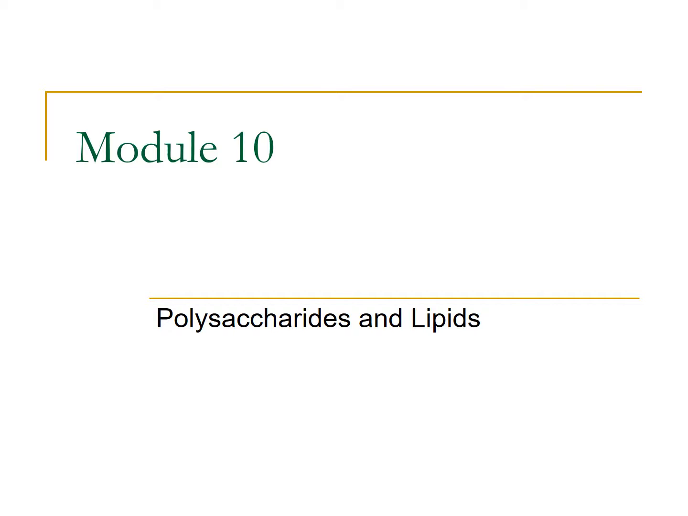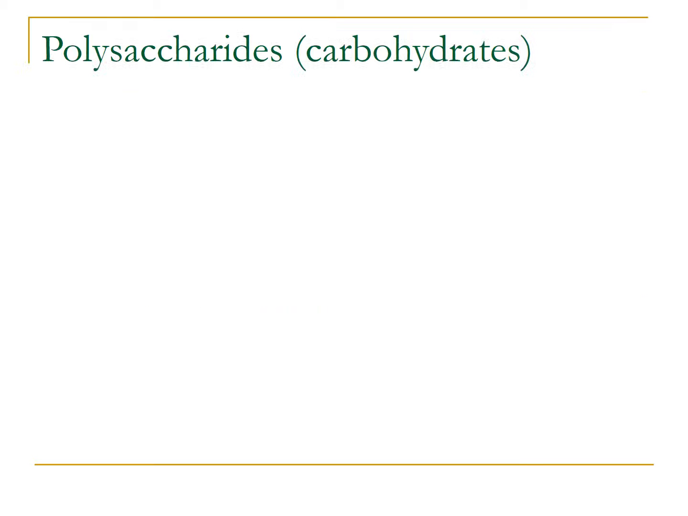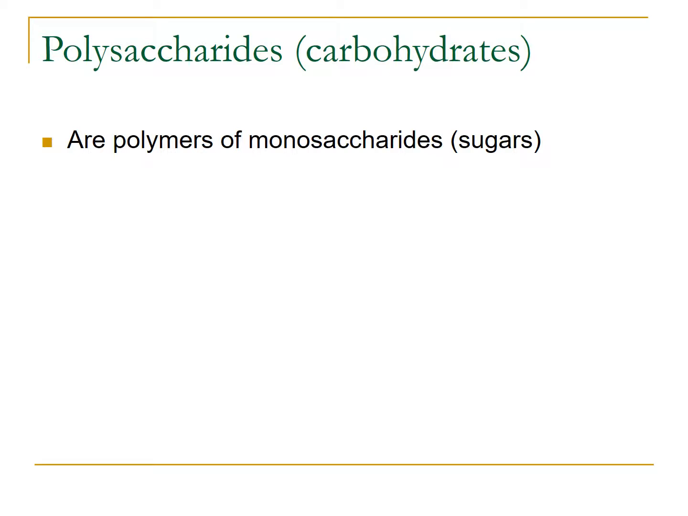So without further ado, polysaccharides and lipids. Starting with polysaccharides, poly is a prefix meaning many, and saccharides are sugars, which of course are in the carbohydrate family of nutrients. When you string simple sugar molecules together into longer chains, you get polymers called polysaccharides. So these are polymers of these monosaccharides.